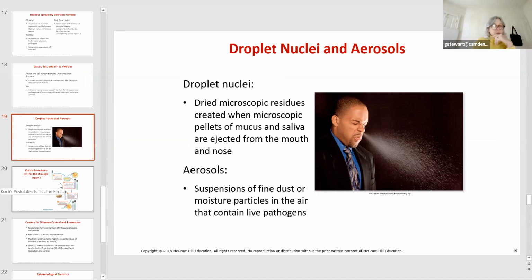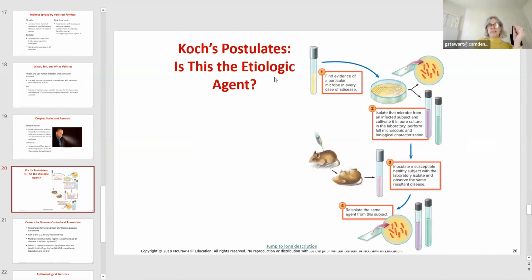Then I think I've listed Koch's postulates. This is how we determine what is the etiological agent, meaning what is the organism that causes a particular disease. We start by looking for evidence of a particular microbe in every case of the disease. We try to grow the organism. We try to isolate it from everything else. And then the classic test is to inject an animal model, either like they're injecting into the bloodstream here, or you might make an aerosol that the animal would inhale. And then we look to see the same signs and symptoms of the infection. And then we look to re-isolate the same bacteria or the same infectious agent from this second subject, what we call a naive subject.